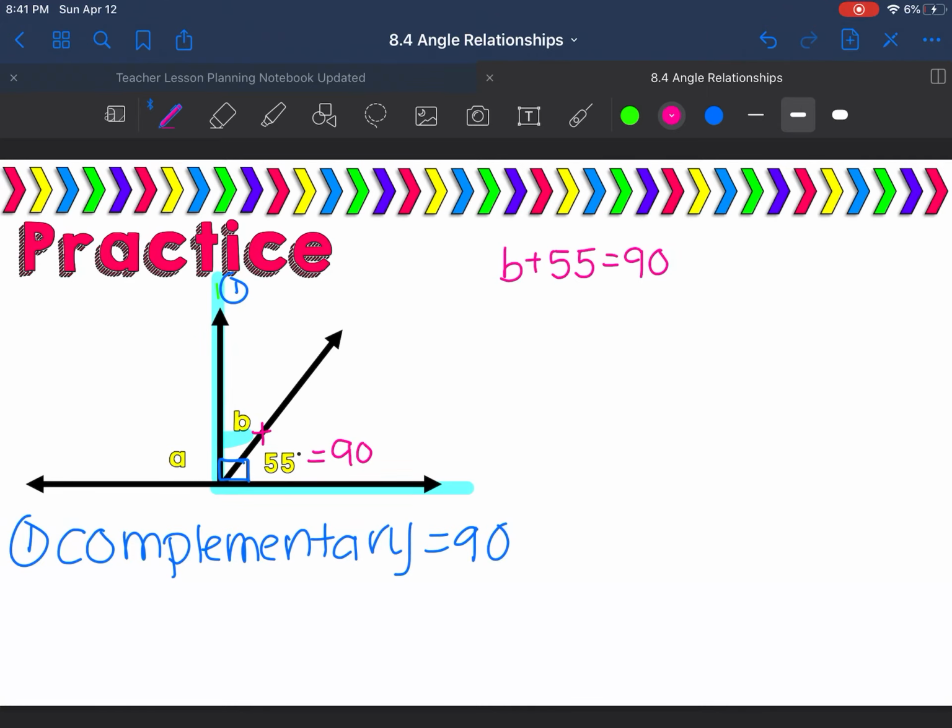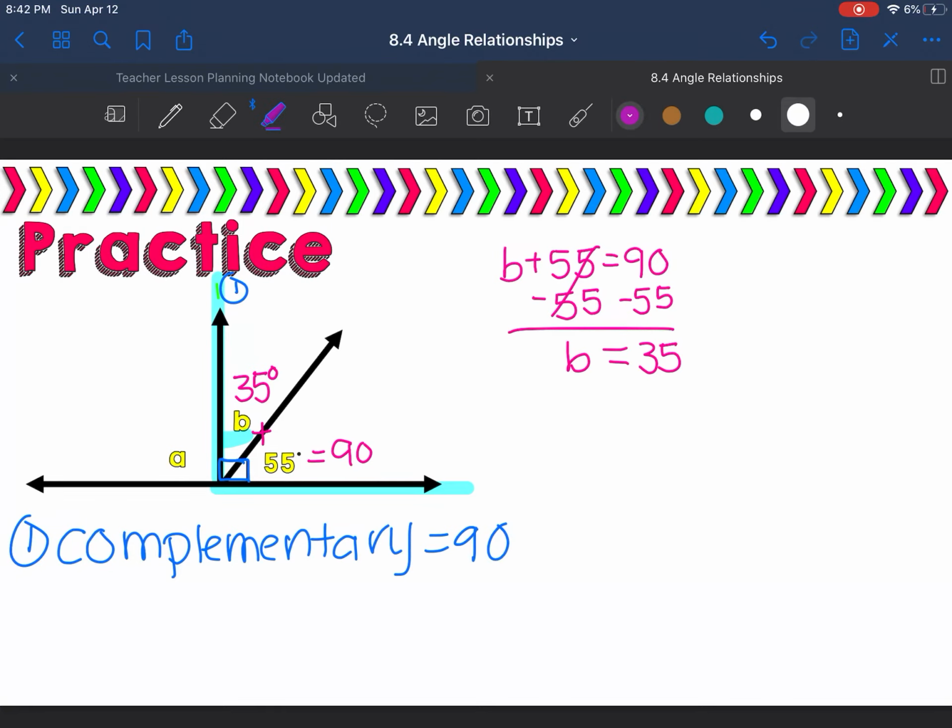So I have a one-step equation. I'm adding 55 in this problem, so I need to do the inverse of adding 55, which is subtracting 55. So I'm going to subtract 55 on both sides. That cancels out, gives me 0. So B equals 90 minus 55, which is 35. So angle B is equal to 35 degrees.